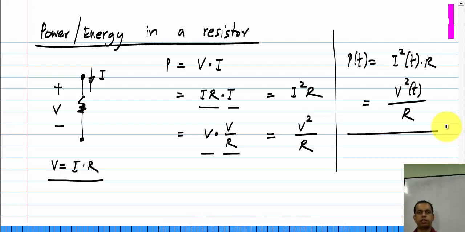Now, one thing we can notice is that because it involves the square of either the current or the voltage, and the voltage and current themselves are real, the power delivered to the resistor is always positive. The resistor always absorbs power, right. That is very easily seen from this expression for power proportional to the square of the current or square of the voltage.